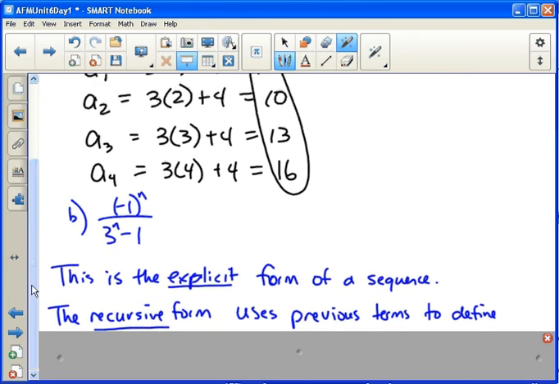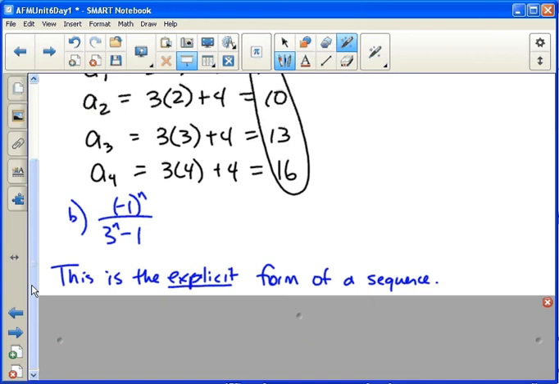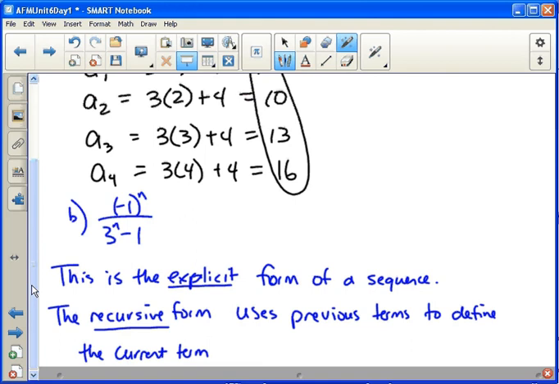These are explicit forms, okay? That's the explicit form. Now the other form is called the recursive form. That's what you're going to see on the next slide or the next page. It uses previous terms to define the current term.